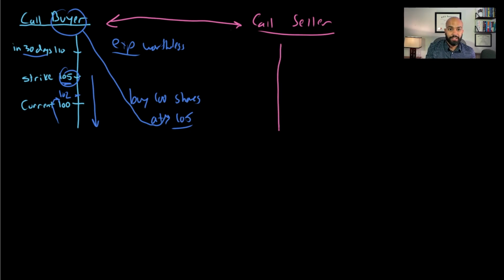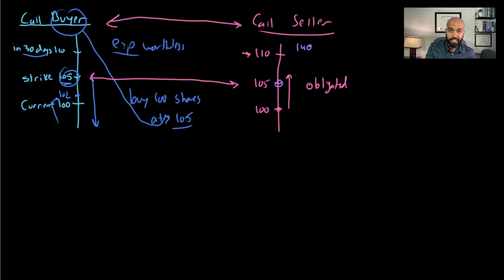So again, we're going to draw this out. The stock right now is trading at $100. The call option seller sold the call option with a strike price of 105. Remember, they're on the exact opposite sides of the trade. There's a seller right here and there's the buyer right here. And we're going to say in 30 days, the stock's trading at 110. So for the call option seller, if the stock goes from 100 to past 105, they become obligated to sell the stock at 105. The stock could be trading at $140, but they're still obligated to sell it at 105.